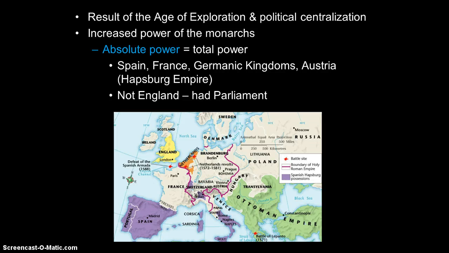So absolutism came into play as a result of the age of exploration. As the monarchs got more money from their colonies, they were able to further centralize their power, and they started to gain absolute power, which you can see is total power. So Spain, France, the Germanic kingdoms, the Habsburg Empire, which is also Austria, those monarchs all had absolute power. Now, technically, England had parliament, but that does not mean that their monarch was not extremely powerful. It's just his power or her power was not absolute.